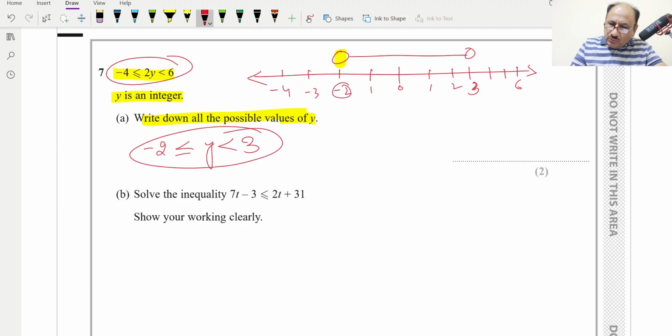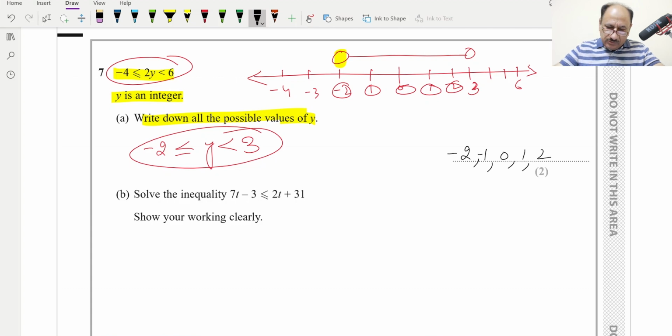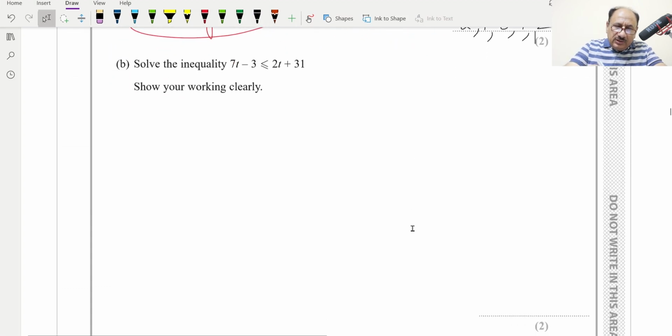So -2, -1, 0, 1, and 2. These will be our answers, which we can provide over here: -2, -1, 0, 1, and 2. These will be our answer. Solve the inequality.